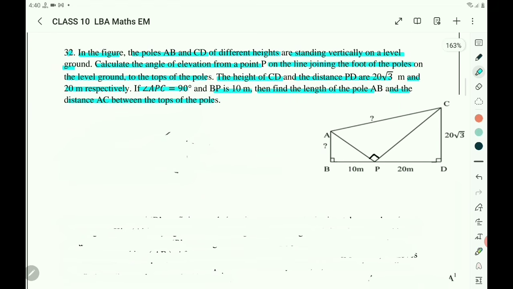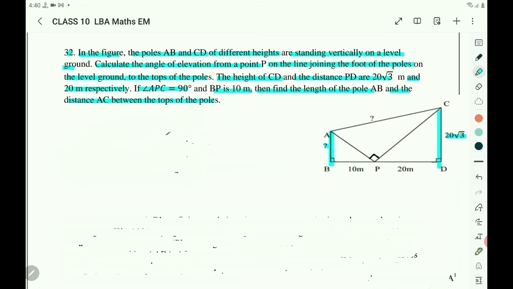Here read the question carefully. What are given? Note down. AB and CD are two poles with different heights. Height of the CD is given, 20 root 3 meter. We have to find the height of the pole AB. One thing here, question mark is given.